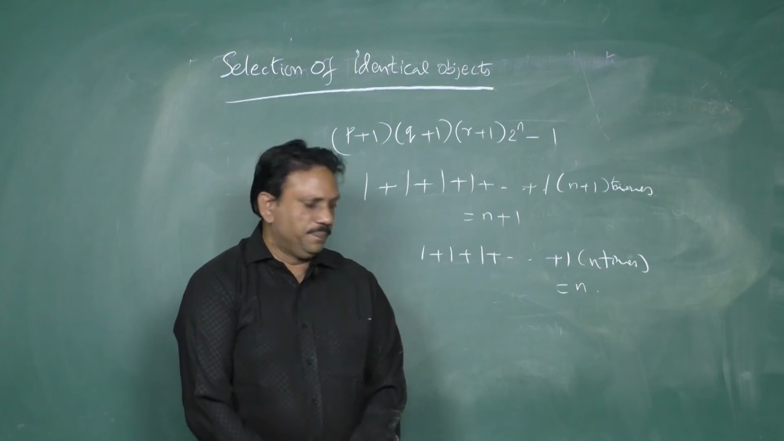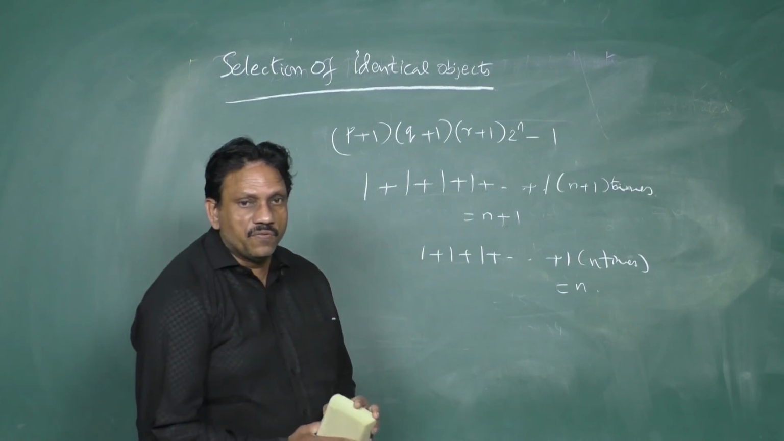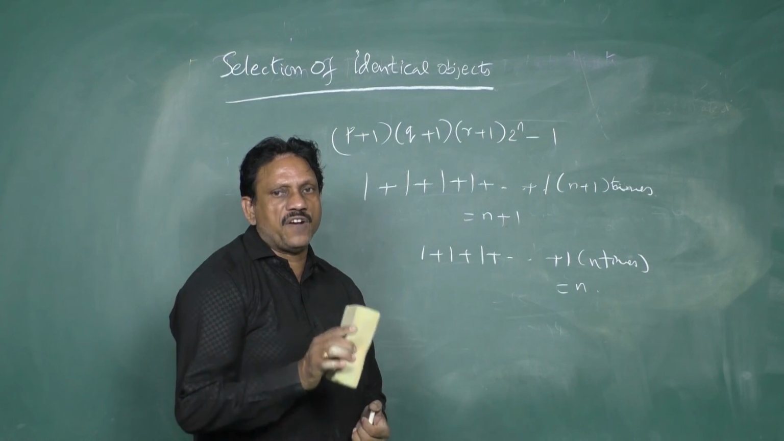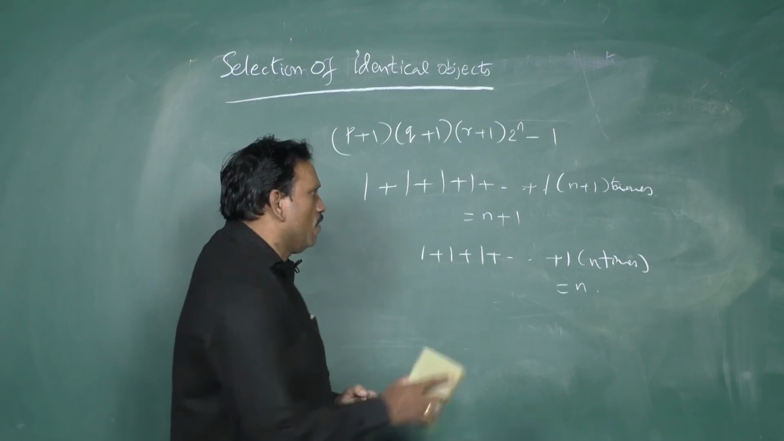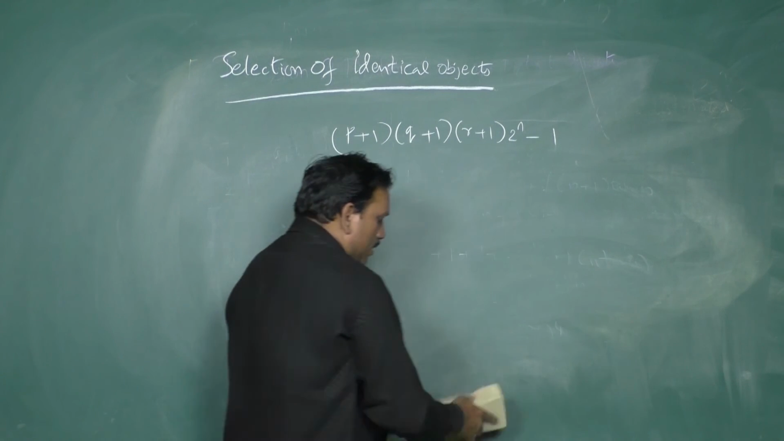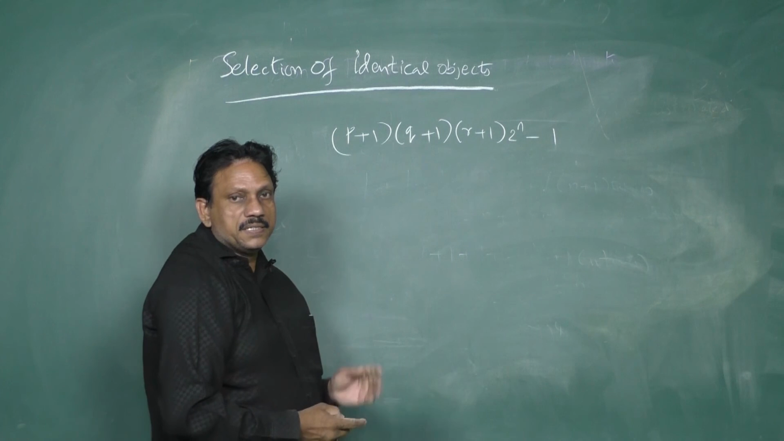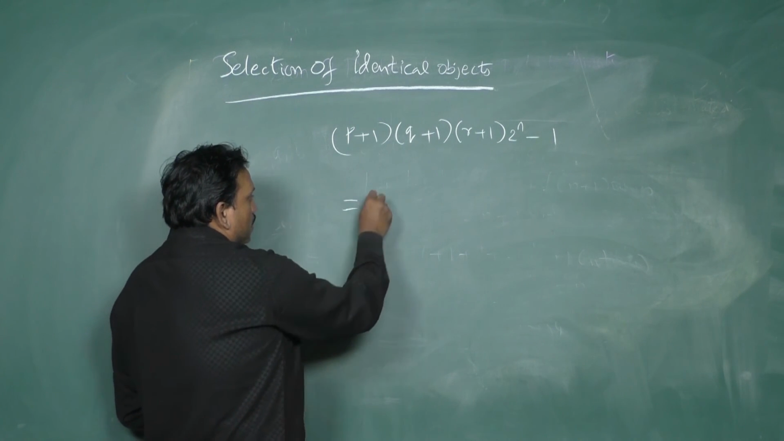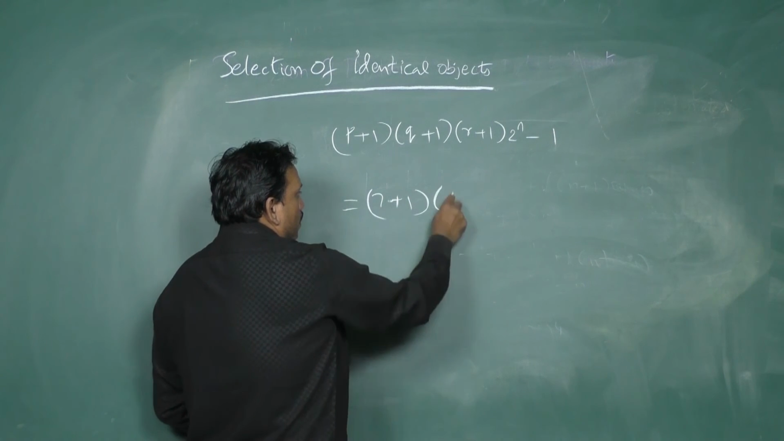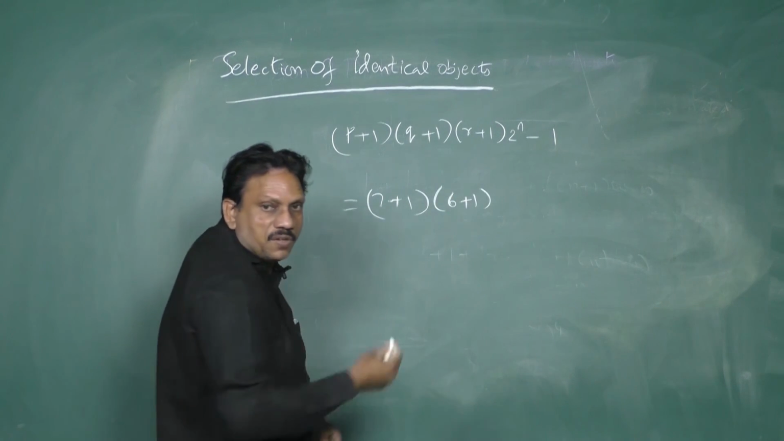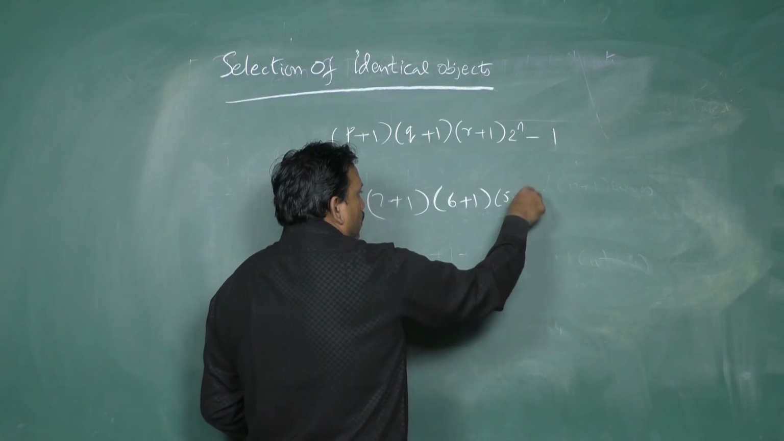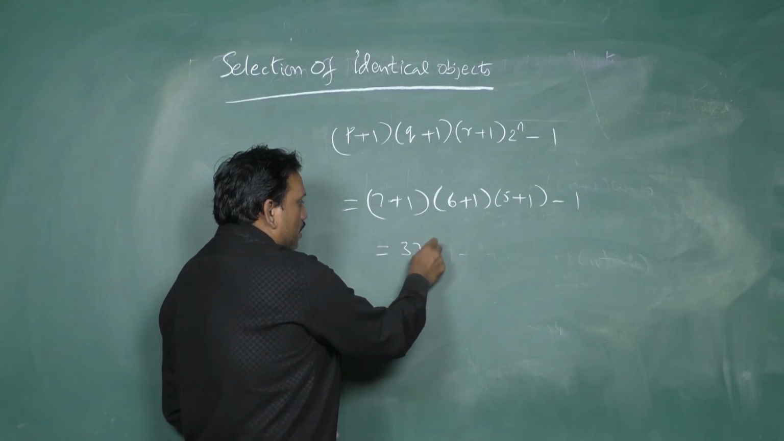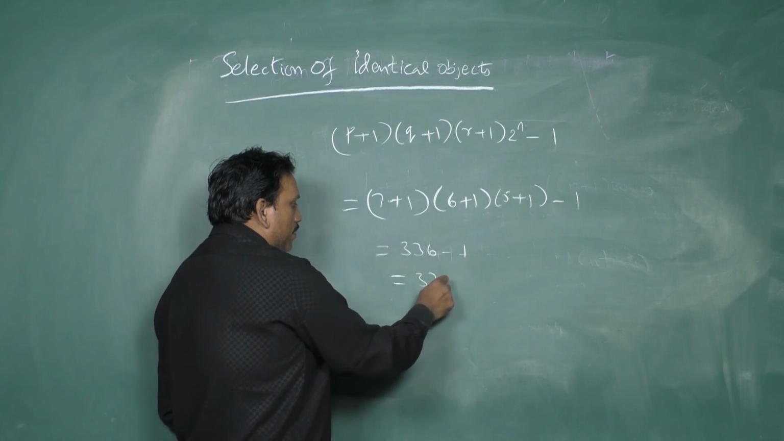So we take one example. The number of ways in which 7 pencils, 6 books and 5 pens can be disposed of. Here 7 pencils, 6 books and 5 pens. So the required number is (7 plus 1)(6 plus 1)(5 plus 1) minus 1. The value is 336 minus 1, that is 335.